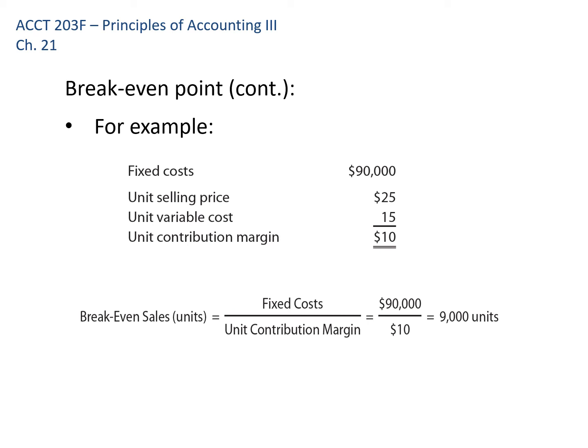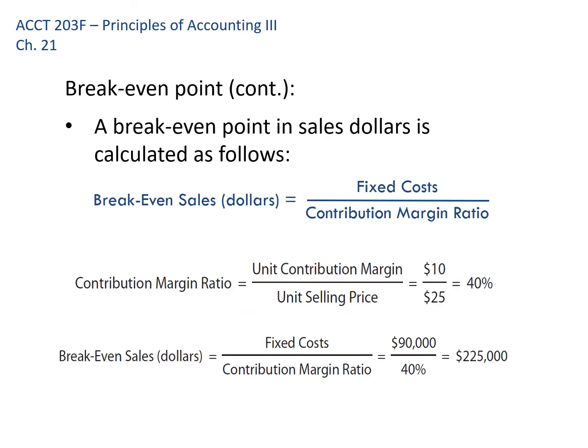So I could calculate it, and this is in units. I could also calculate it in sales dollars. If I calculate it in sales dollars, I'm going to divide fixed costs by the contribution margin ratio, the percentage that we talked about. This is a little bit less intuitive, but here I'm saying of my sales, what volume of sales do I have to achieve so that the percentage of my contribution margin will cover my fixed cost, okay?